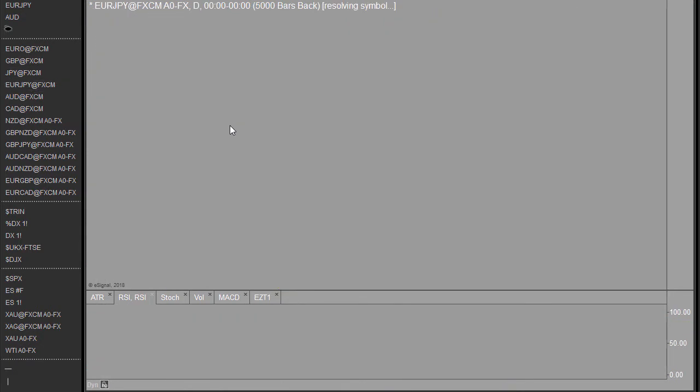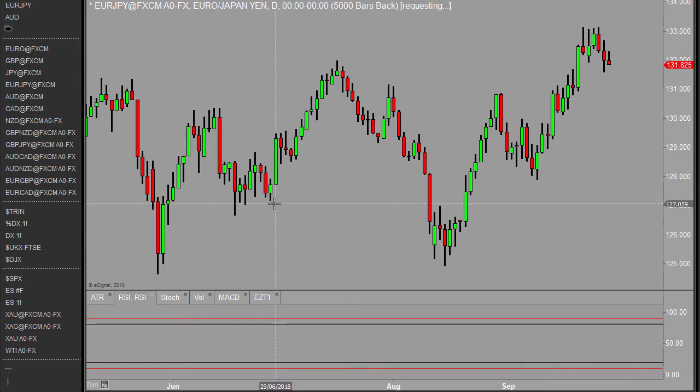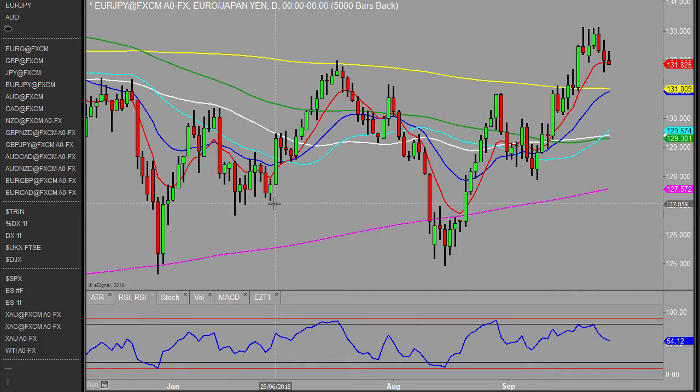Okay, I'm going to throw the euro yen in. This has provided some reasonable moves of late.